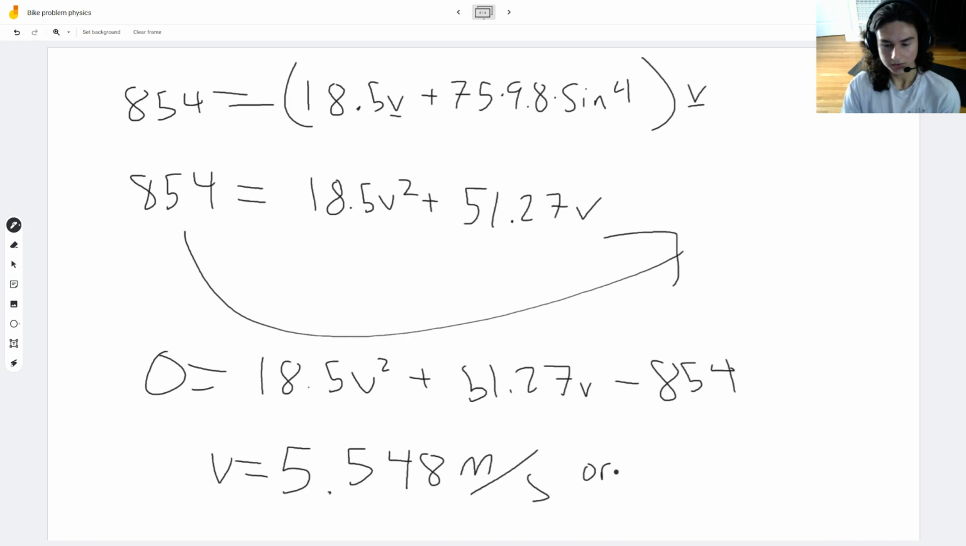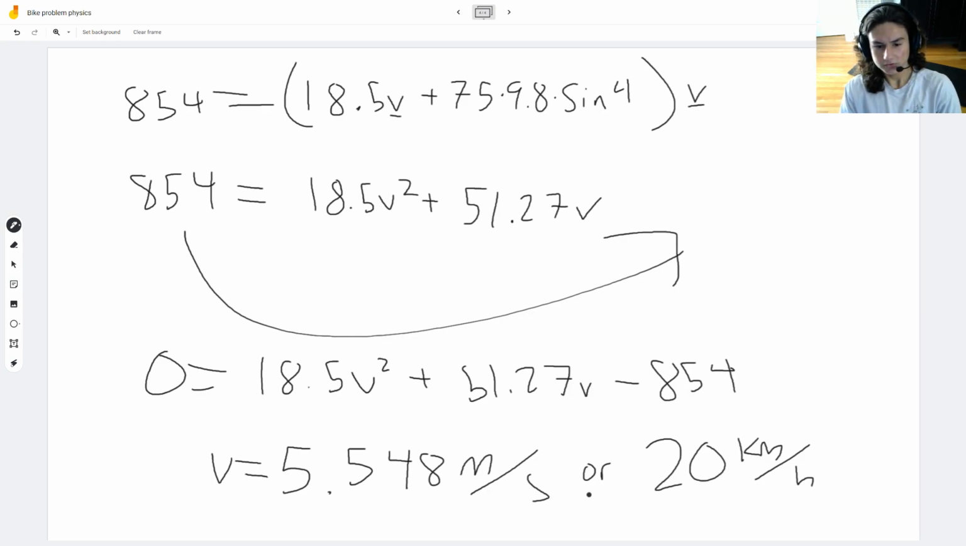And if you want it like the prompt, what we can do is take that value, multiply it by 18 and divide it by 5, and then we get a value of 20, which is 20 kilometers per hour.